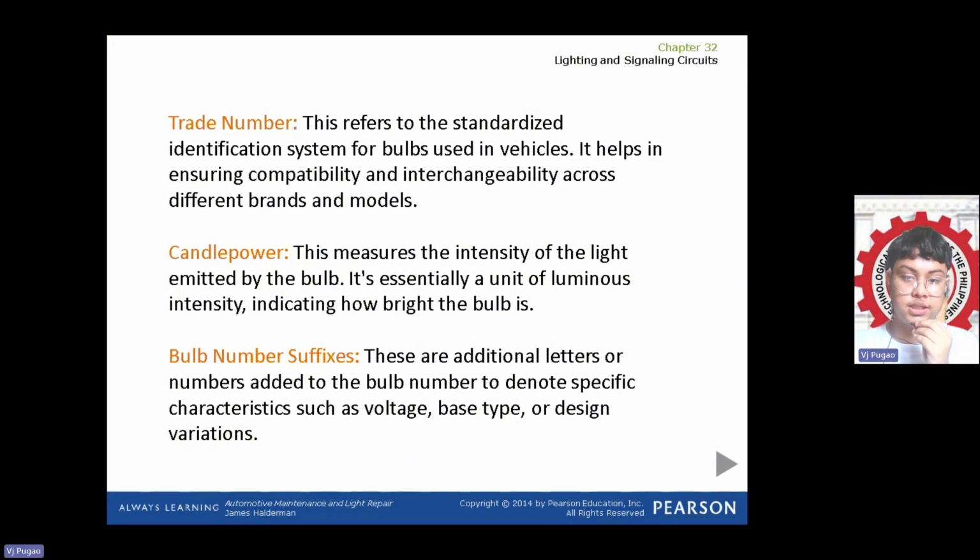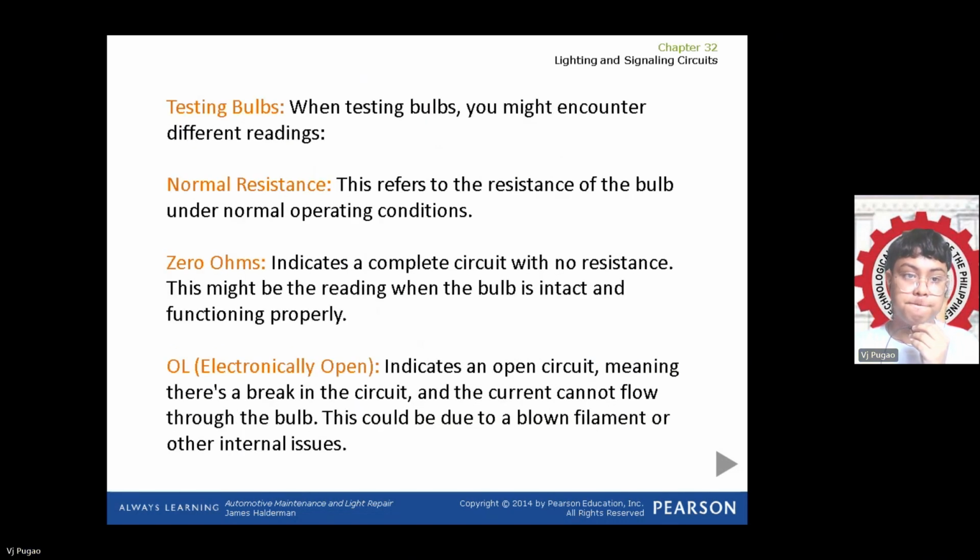Bulb number suffixes are additional letters or numbers added to the bulb number to denote specific characteristics such as voltage, base types, or design variation. Testing bulbs: when testing bulbs, you might encounter different readings. Normal resistance refers to the resistance of the bulb under normal operating conditions. 0 ohms indicates a complete circuit with no resistance. This might be the reading when the bulb is intact and functioning properly.